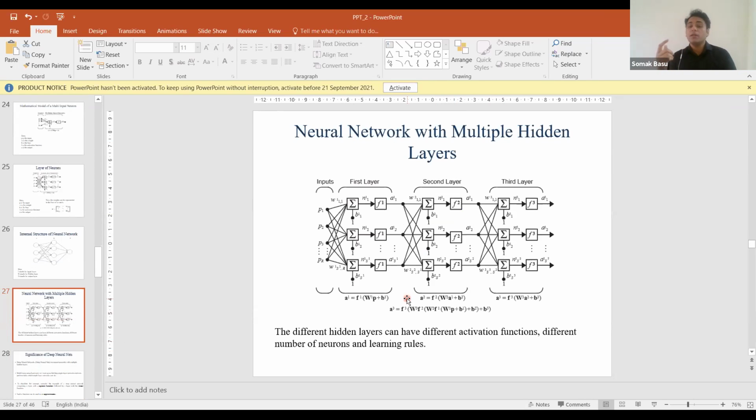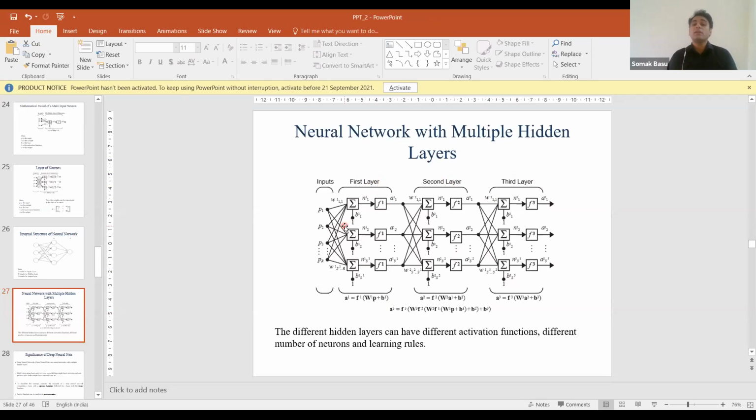Multiple hidden layered neural network. So see, these are the inputs. This is the first layer. This is the second layer. This is the third layer. So you'll see all the layers are cascaded one after the other. The output of the first layer goes to the second layer. The output of the second layer goes to the third layer. So the output of one layer becomes the input of the other layer. See? So different layers. This is layer one, this is layer two, this is layer three.